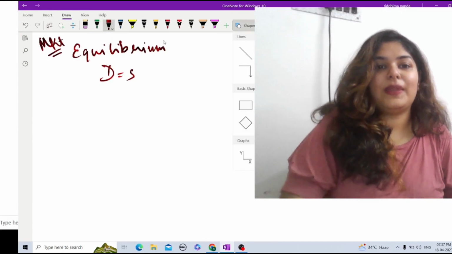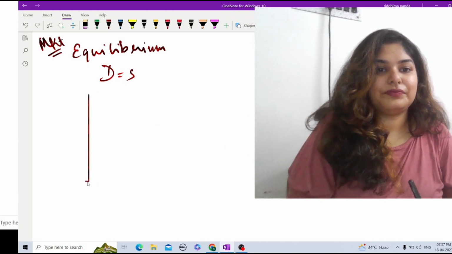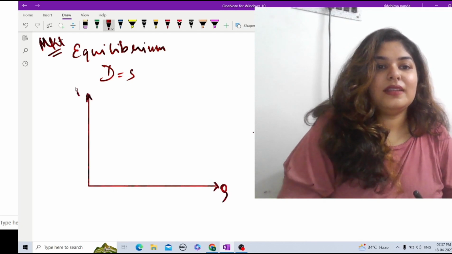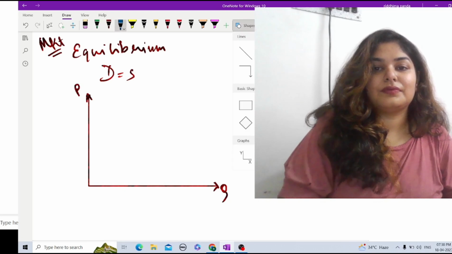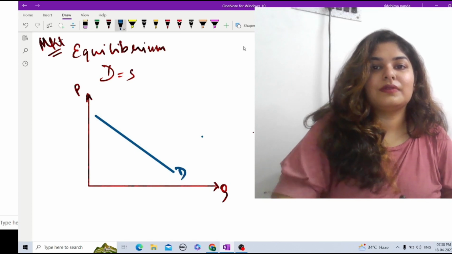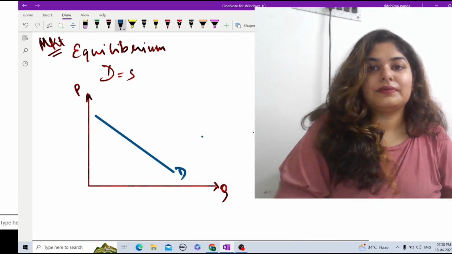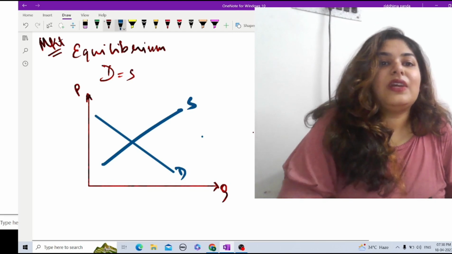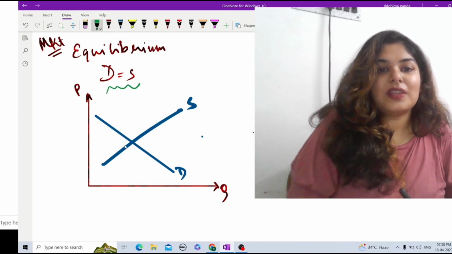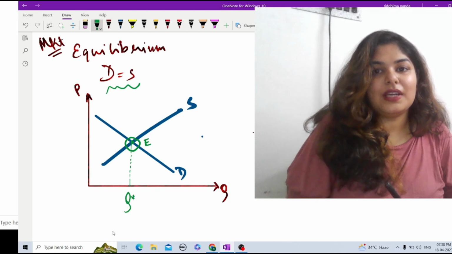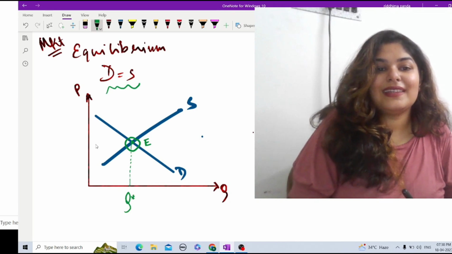To begin with, let's talk about the Walrasian process. Let us draw our demand curve as well as supply curve to understand it. This is quantity, this is price. This is our demand curve. And this is our supply curve, right? Now, equilibrium is the point where demand is equal to supply. That means, let's say, this is the point of equilibrium E.